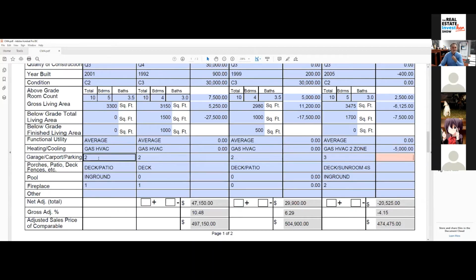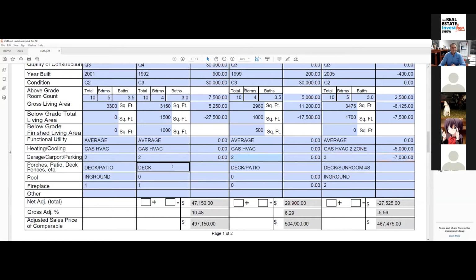So when you have a secondary zone, you're giving them $5,000 additional amount. So garages, 2, 2, so there's no adjustment. And this home has 3. So who can remember how much the garage adjustments were? $4,000. Okay. Anywhere from $5,000 to $10,000. So let's just give them an average of $7,000. All right, so that's minus as well.